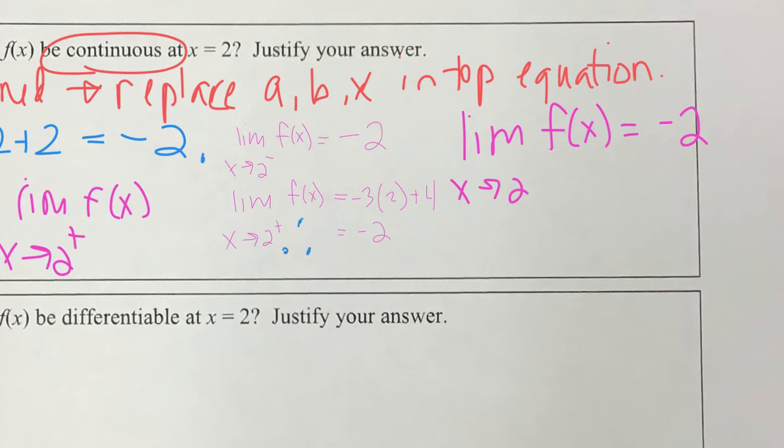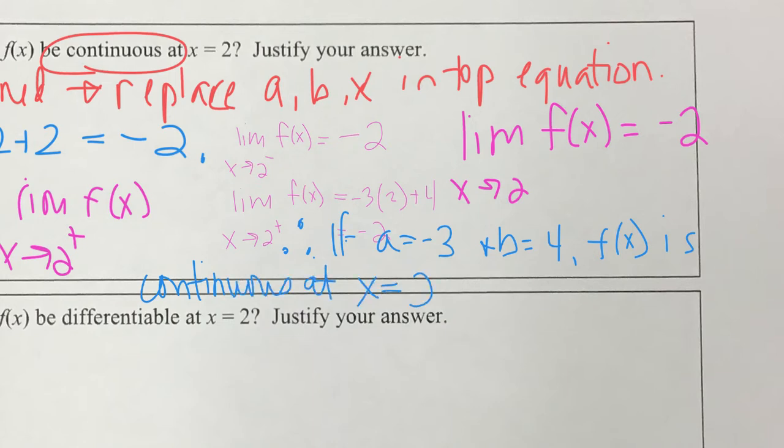Therefore, is it continuous? Yes, it is. So we would write that f of x is continuous. Actually, let's go back. The question says, if a equals -3 and b equals 4, then f of x is continuous at what point? At x equals 2.